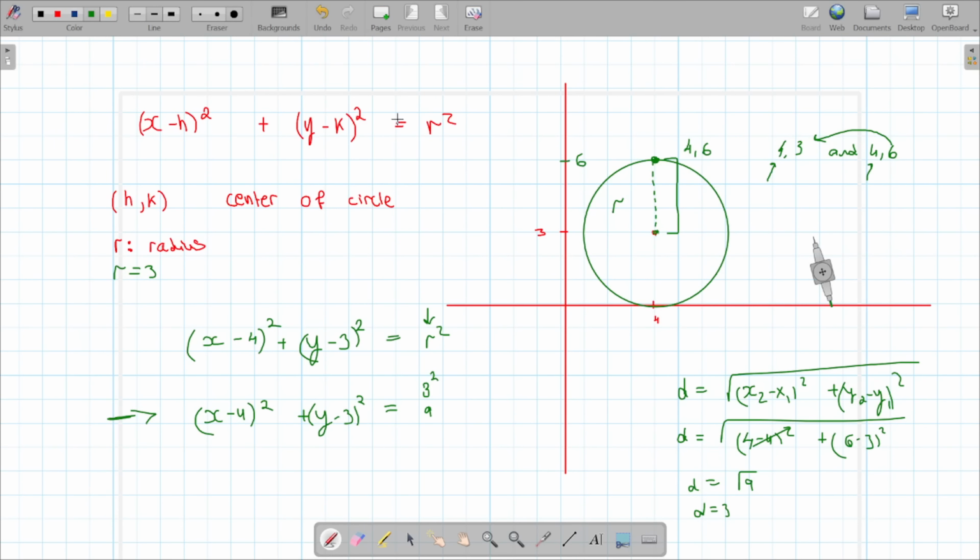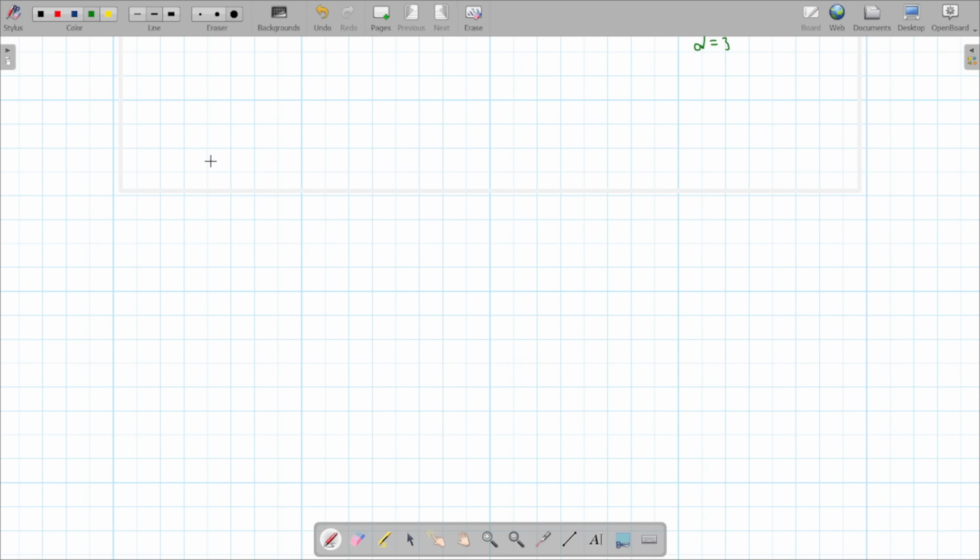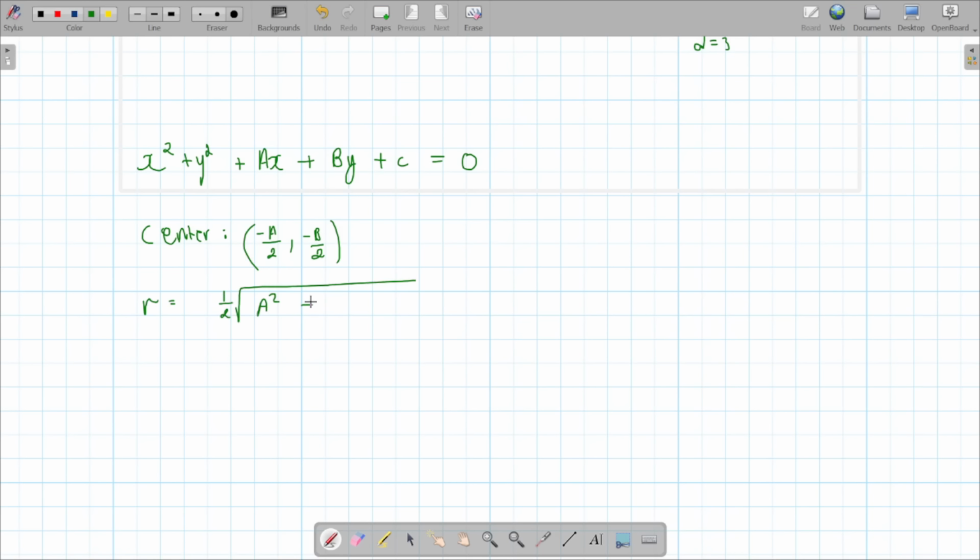A circle has another form of writing, and I'm going to give it to you using equations. The other form is x squared plus y squared plus ax plus by plus c equals 0. In this case, you can find the center using minus a over 2, comma, minus b over 2. And the radius would be half radical a squared plus b squared minus 4c.